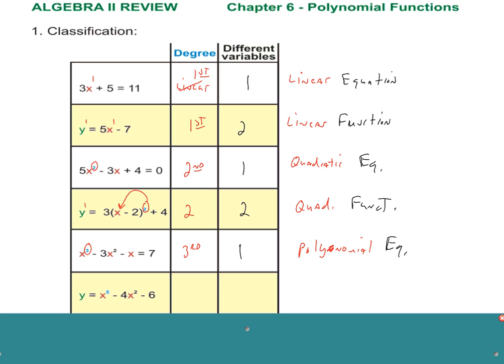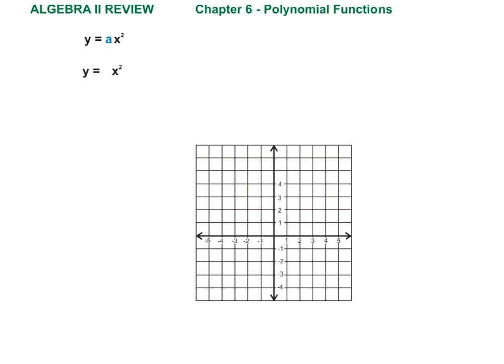And you can see our last example. The degree is third or higher. This one's fifth degree. Two different variables. Polynomial function. Okay? Look, you should be able to recognize those things. That's how you do it. The key is the degree and how many different variables. First degree linear, second degree quadratic, third or higher polynomial, one variable equation, two variables function.